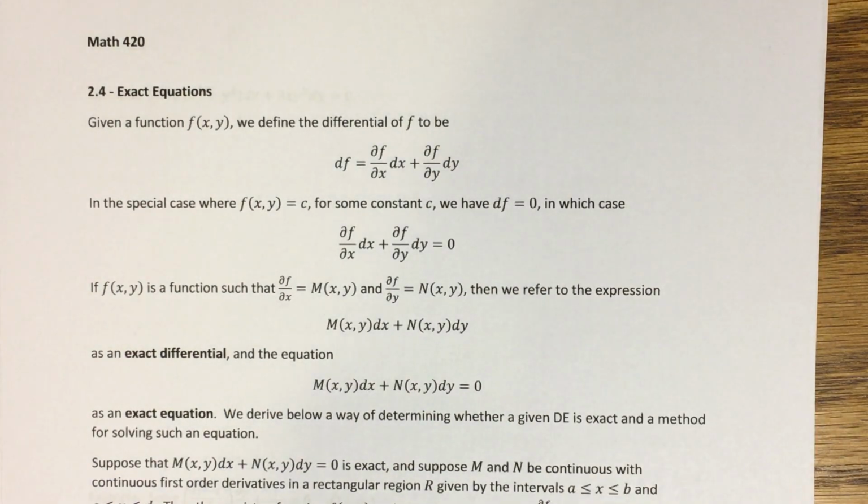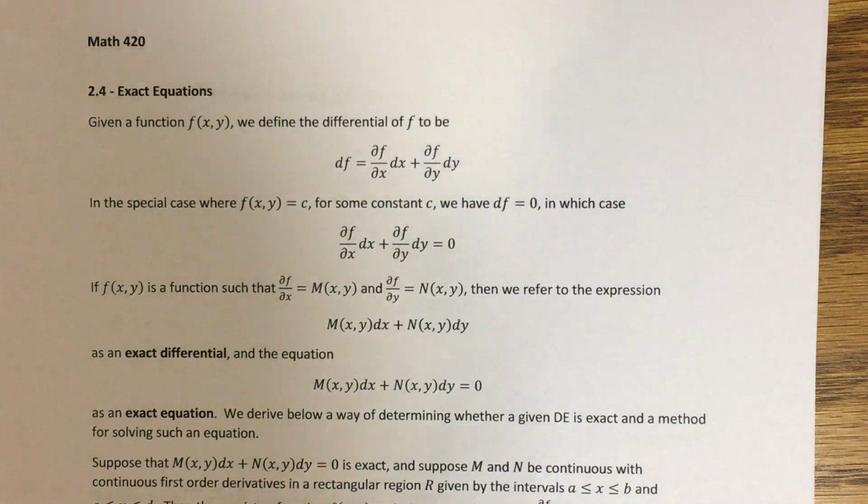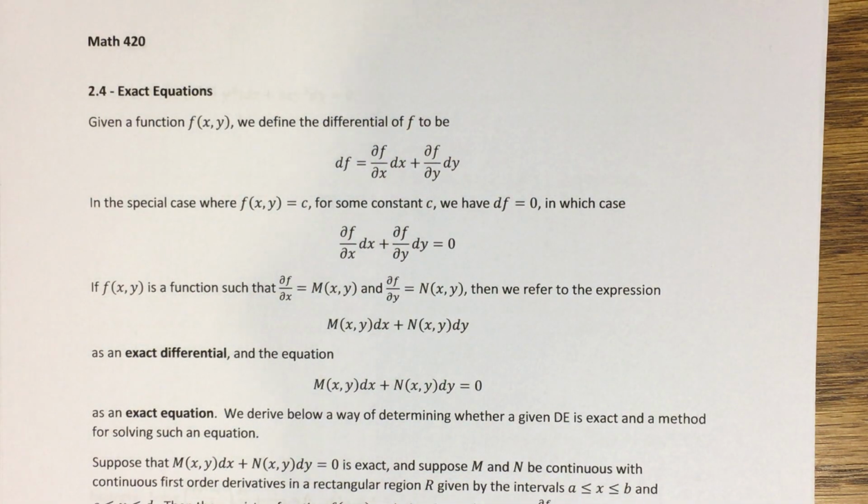Okay, we are in section 2.4 now, and we're talking about exact equations. So just to summarize the last two sections, 2.2 and 2.3, we talked about separable equations and linear equations. And when you're looking at a first-order equation of either of those types, we have a specific solution method that works. We have separation of variables in the case of a separable equation, and then we have integrating factors in the case of a linear equation.